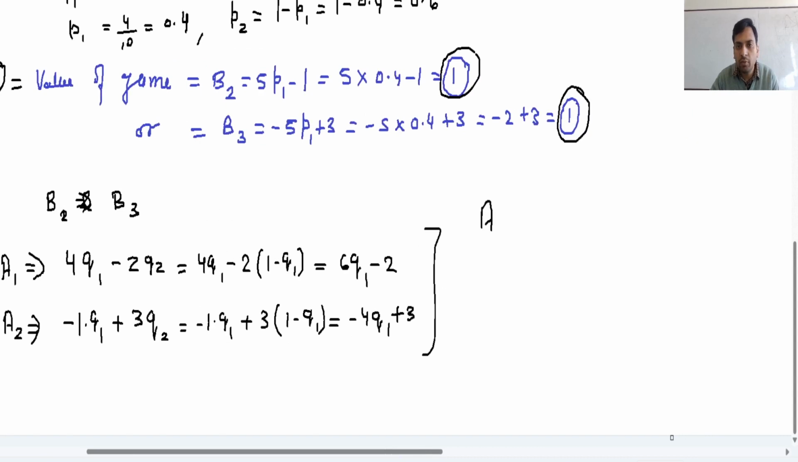Now we need to find Q1 and Q2. So we are equating these equations A1 and A2. So this is 6Q1 minus 2 equals minus 4Q1 plus 3. So this side, this is 10Q1, and this minus 2 on this side becomes 5. So Q1 equals 5 upon 10, that is 0.5.